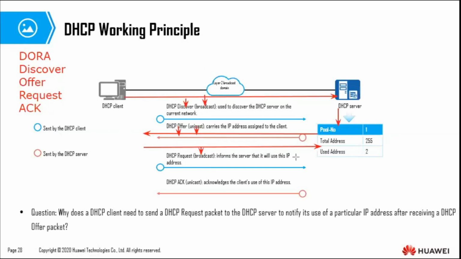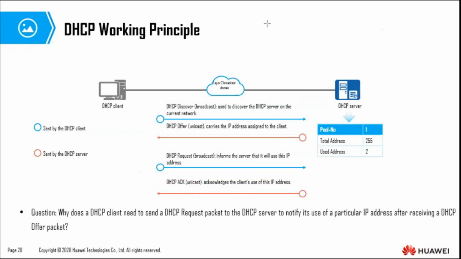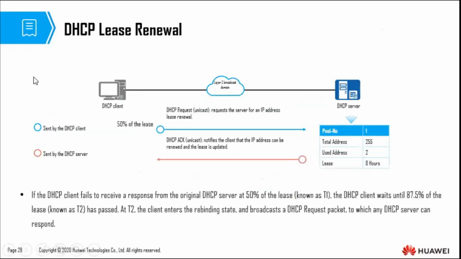Okay, so after doing the request, which is broadcast, then the server which assigned that IP address is going to reply with an acknowledgement. So the acknowledgement is a what? A unicast. Yeah, sent to only that client. Okay, so I hope that is clear. DORA, don't forget DORA.